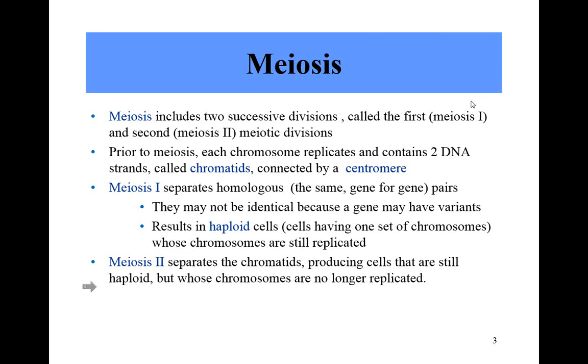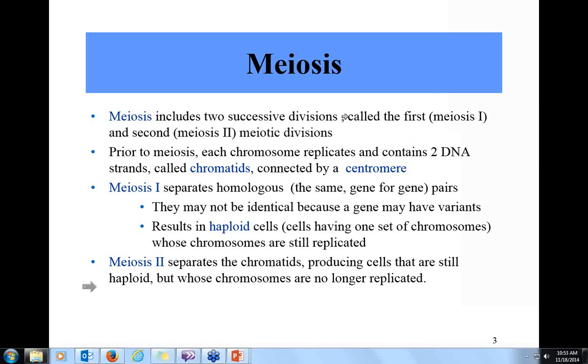Okay, the reason why meiosis produces gametes, sperm or egg, which is another term for gamete, is because meiosis undergoes two successive divisions. The first division is called meiosis 1, and then the second division is meiosis 2. In meiosis 1, the homologous chromosomes separate, and homologous is a new term for some of us.